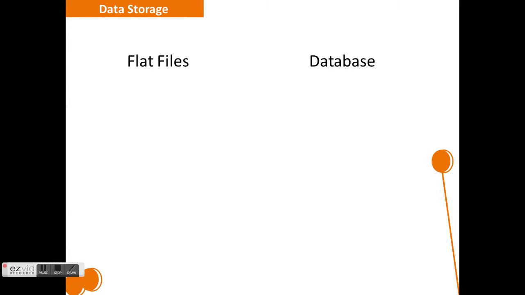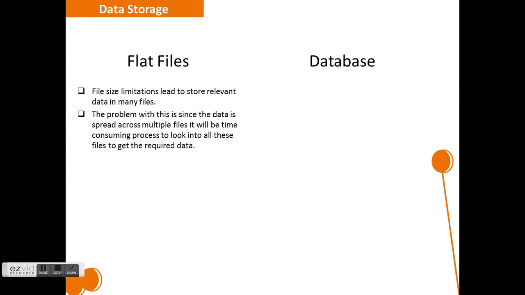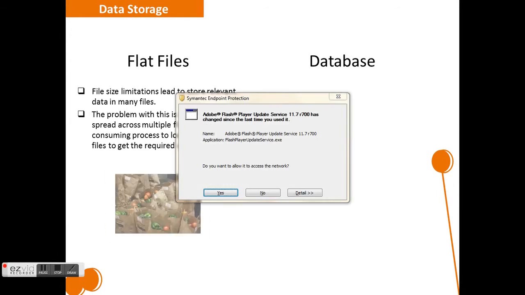Data storage. Here, we will discuss how the data is stored in flat files and in the database. Let's see what the problem is with flat files. File size limitations. Because of this limitation, the organization has to store the relevant data in many files rather than storing them in the same file. This inefficient data storage process consumes more time to get the relevant data by looking into many files.